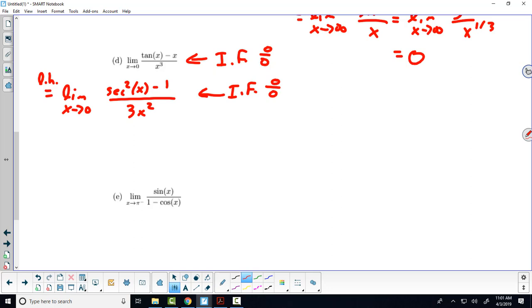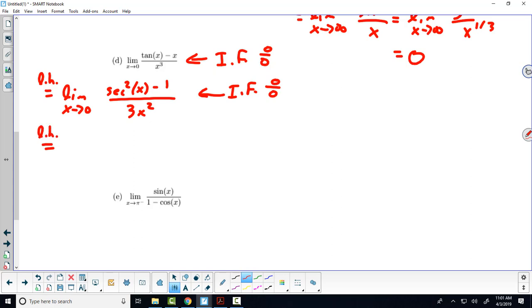You do have to identify it. Because let's say there was just a secant squared here. Then it would be 1 over something tending towards 0, and it's not an indeterminate form, and you could not keep applying L'Hopital's Rule. You'd have to use some other rationale to get through the problem. So you really ought to identify it each step of the way. Okay?